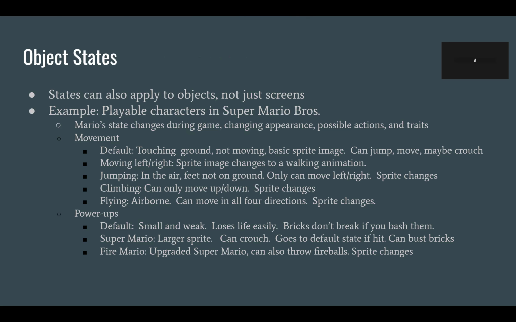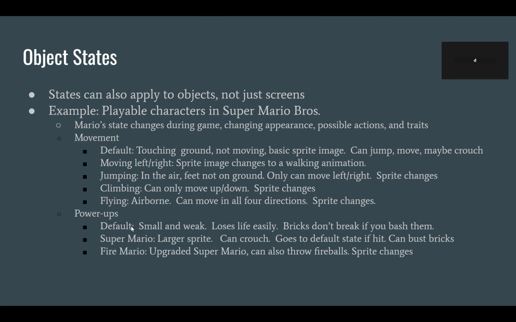And then some of the actions that you can take change, because you can't move down or crouch or jump again, right? Climbing, again, a different state. Flying, in some games you can get a power up to allow him to fly. But again, you have different actions and appearances in each of these different states. And of course, Mario is famous for getting different power-ups. So you might have states associated with his current power-up level.